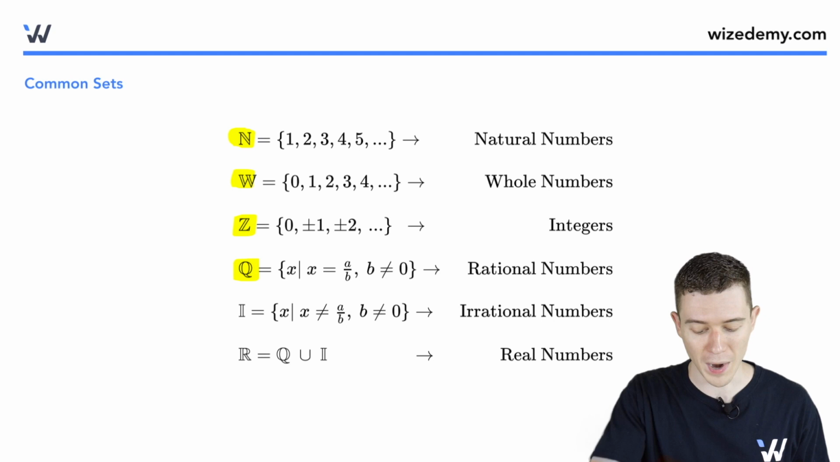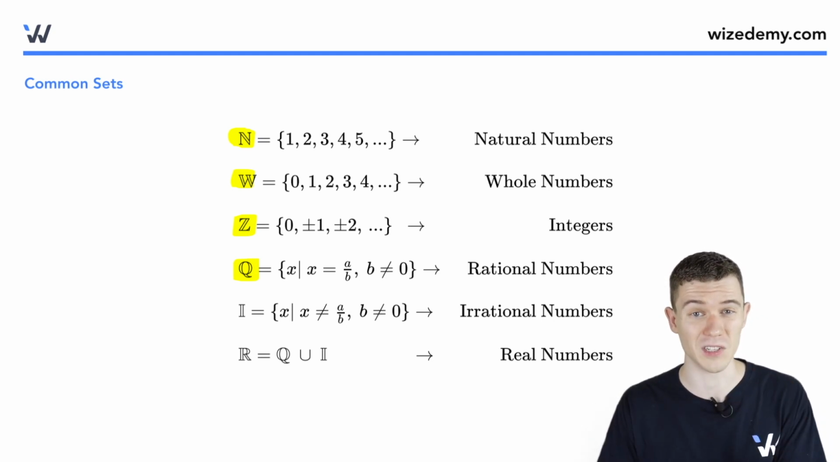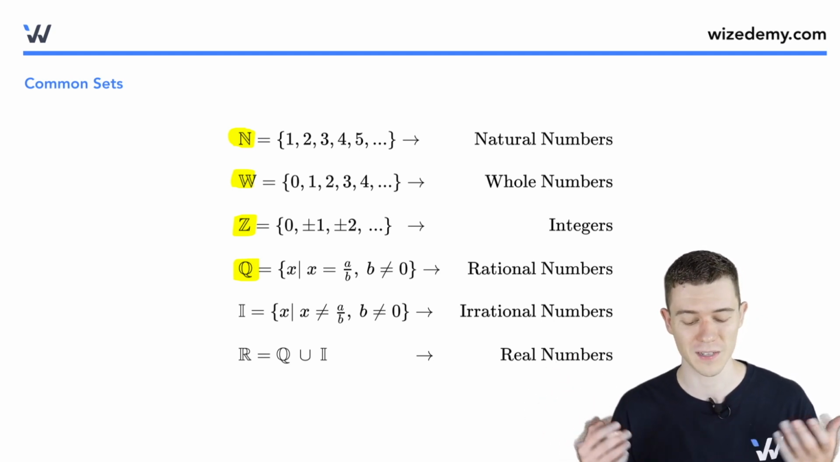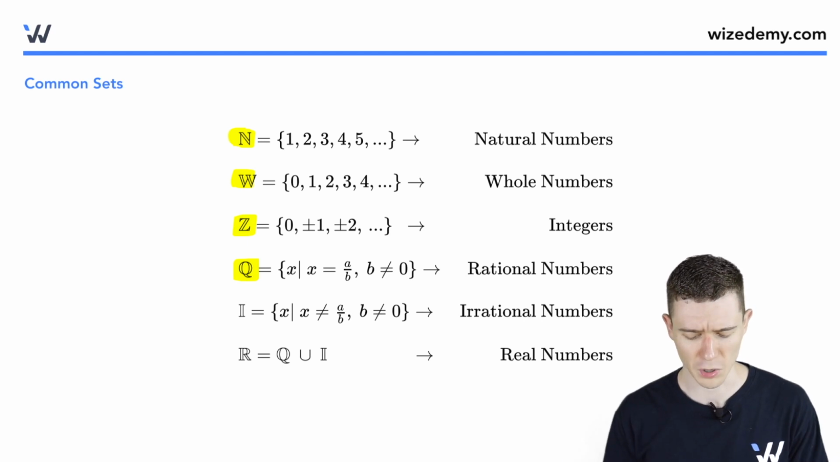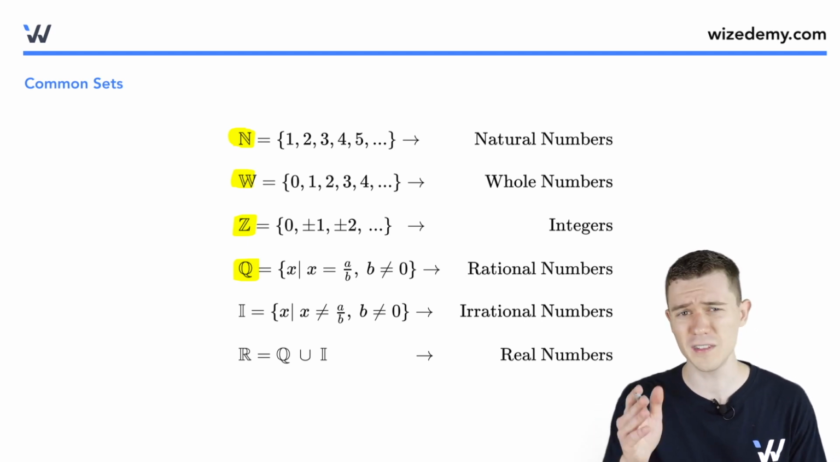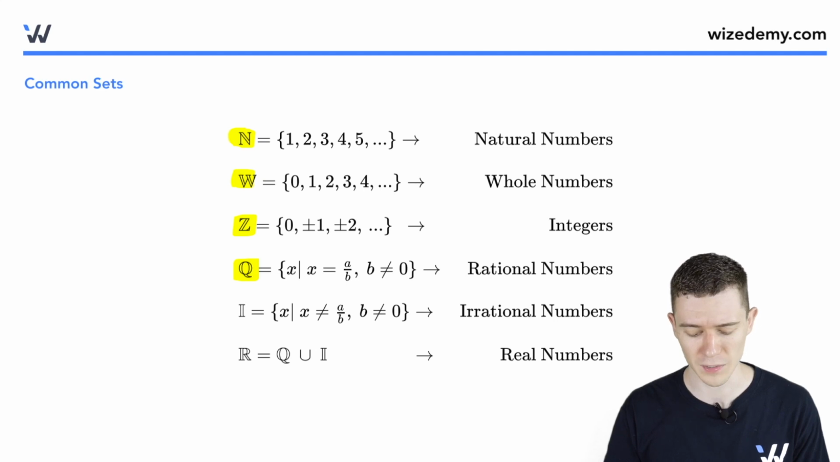Q is the rational numbers. These are all fractions. These are integers over integers. And of course, we can't divide by 0. Notice the set notation here. This is where set notation gets a little bit confusing.